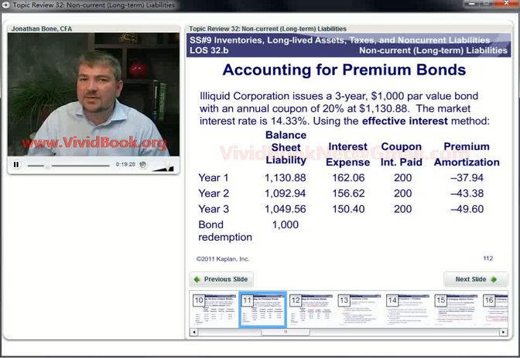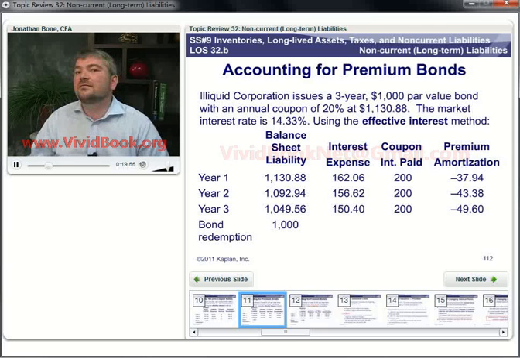So actually our interest expense is lower than the coupon because this period we have negative amortization because we're amortizing a premium. So that amortization of the premium has reduced our interest expense, and on the other side it's going to reduce our liability. So notice at the end of year 1, beginning of year 2, our liability is going to fall by $37.94 from $1,130.88 down to $1,092.94.